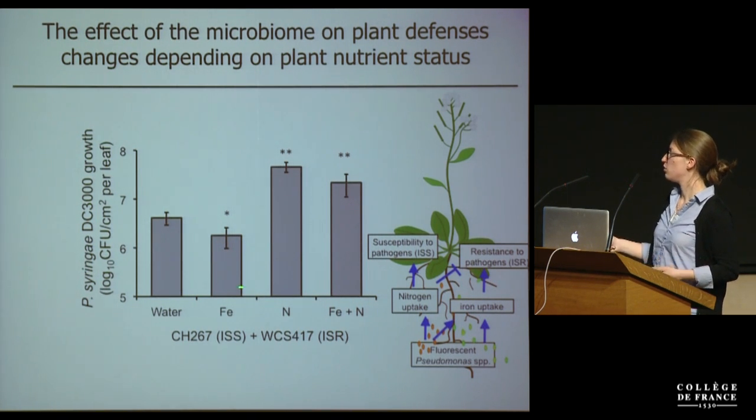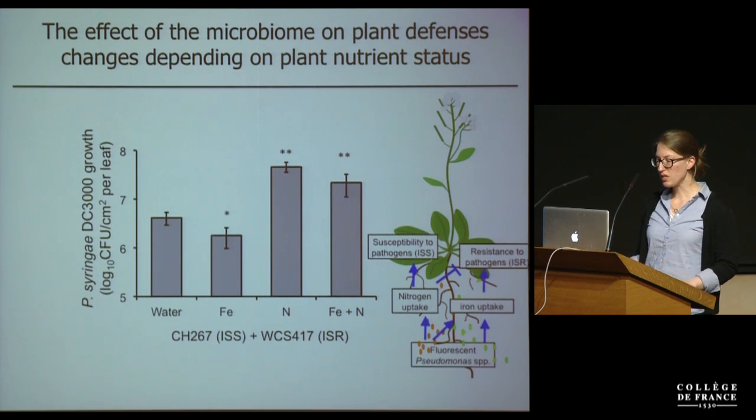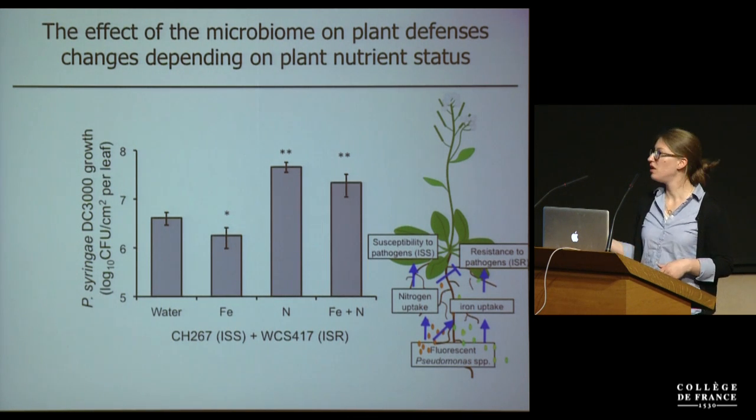However, we do see changes in plant defense response dependent on the nutrient status of the plant when both strains are present. So if you add iron, the plants are more resistant. When both strains are present, when you add nitrogen or iron and nitrogen, the plants are more susceptible. And so we can start playing with this complex interplay of plant genotype, bacterial genotype, and the environment.